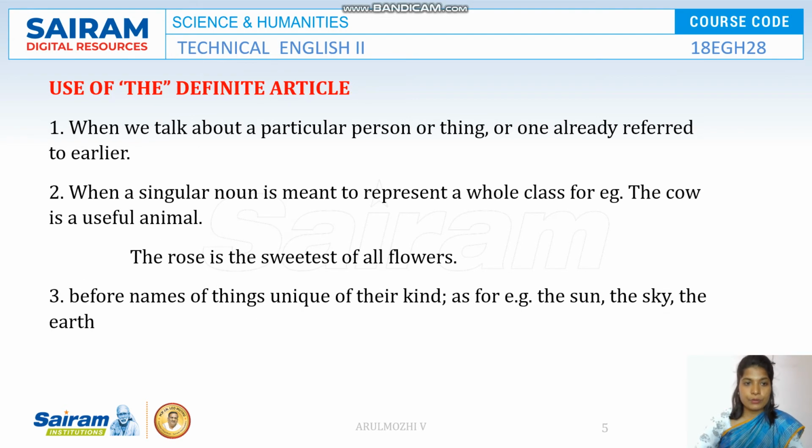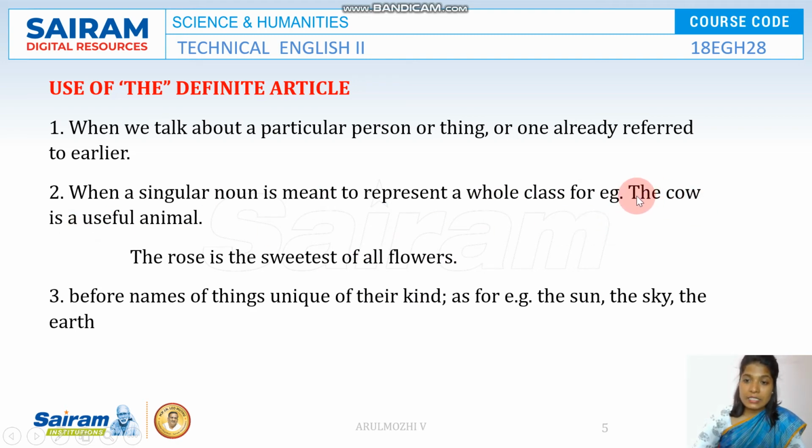Okay. Next one, use of the definite article. When we talk about a particular person or thing, or one already referred to earlier, when you talk about the thing which is referred to already, then you can use the before it. Take for example, could you please give me the pen I gave you earlier? When a singular noun is meant to represent a whole class, for example, the cow is a useful animal.